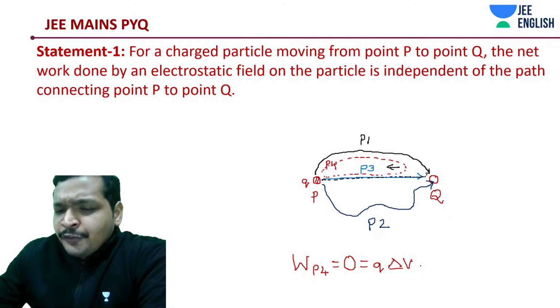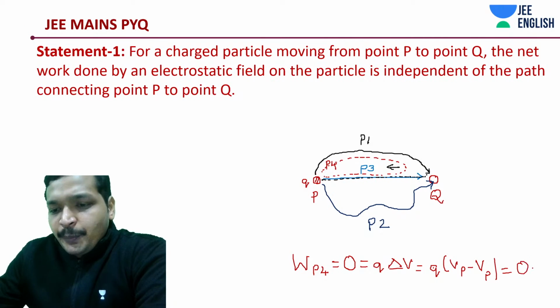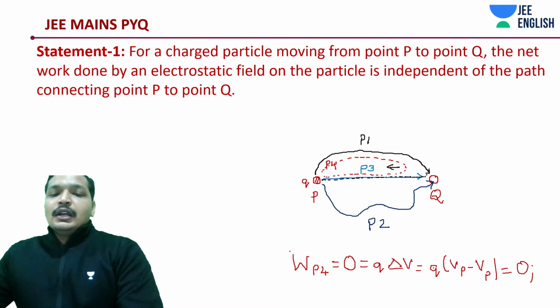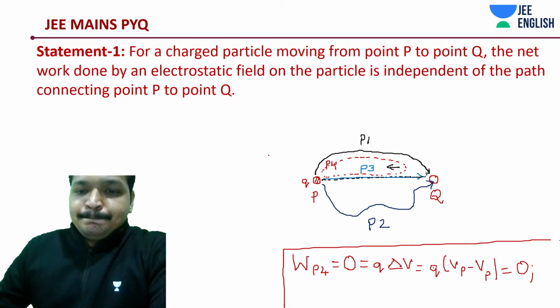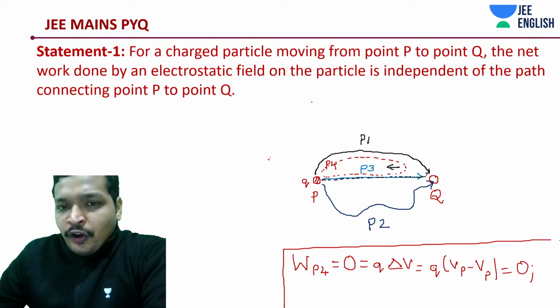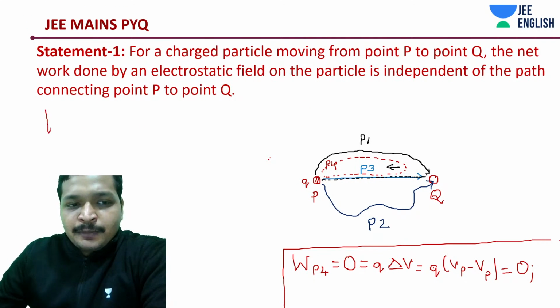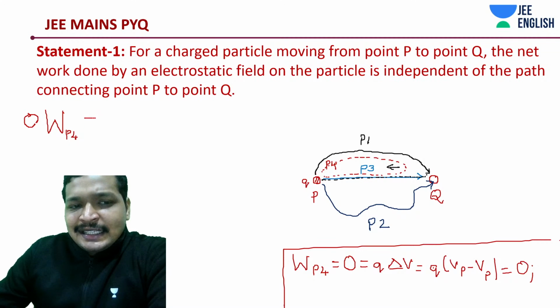And just focus, you'll understand it. It's basically q times (Vp minus Vp). Potential of P, final position is P, initial position is also P, so this should be 0. Now can we do something like this? We can for sure say this. Just observe this point. Work done in the closed loop path P4, I'm just drawing a loop like this for your understanding, is equal to.